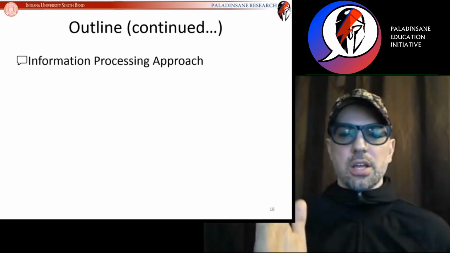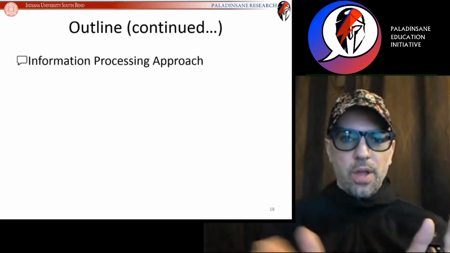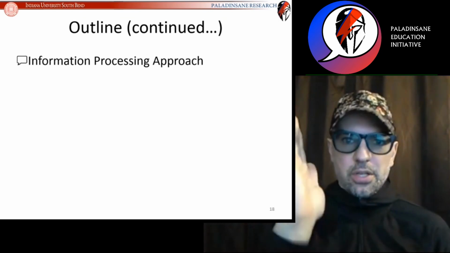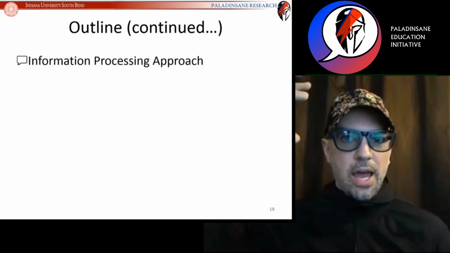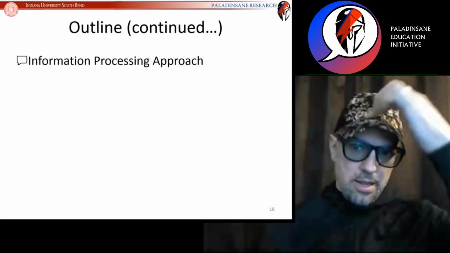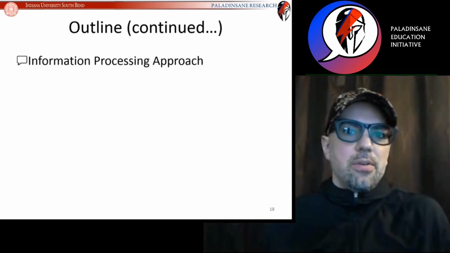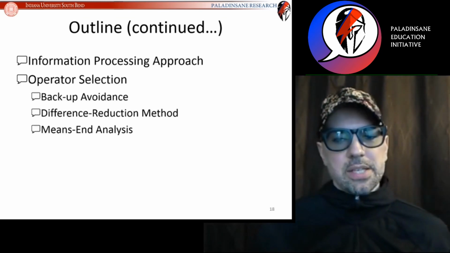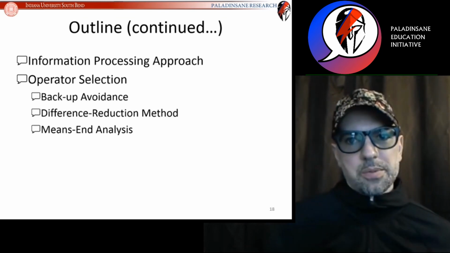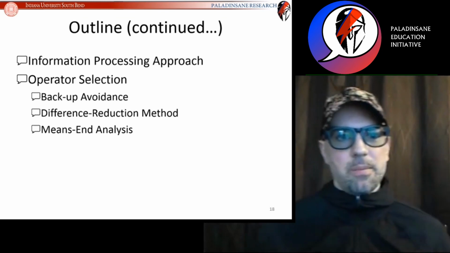So much like you can conceptualize your physical world in terms of length, width, and height, so that's physical space, you can conceptualize the problem world as a problem space. And we're going to take a look at that when we take a look at the information processing approach. And then we're going to take a look at how you navigate that problem space. How do you move through that problem space to get from where you are to where you want to be, to get from the start of the problem to a solution.